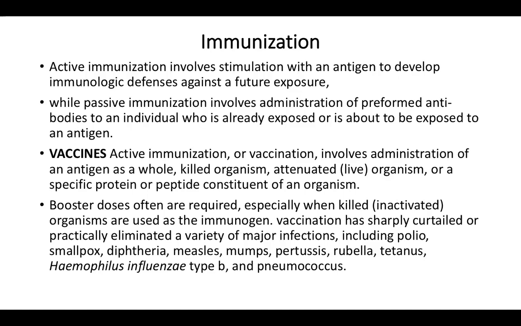So remember now for all the children, so many vaccinations have become mandatory. BCG is given for children. Polio is given. Polio vaccination is a viral vaccination, isn't it? So why do you need booster doses? Many times children are given a dose at the age of 1 month, then at 5 months, or 2 years or 3 years, one more dose is given. Booster doses are often required, especially when killed, that is inactivated, organisms are used as immunogens.